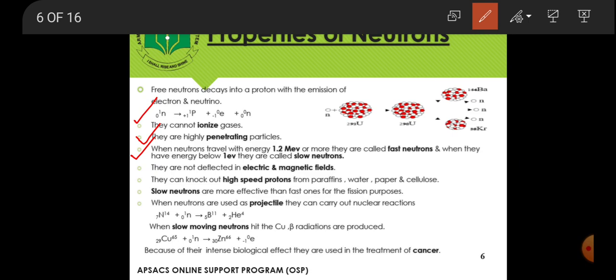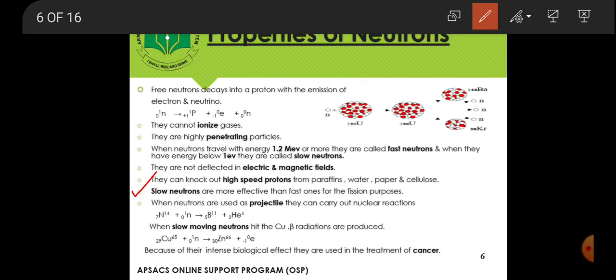Next point, when neutrons travel with energy 1.2 mega electron volt or more, they are called fast neutrons. And when they have energy below 1 electron volt, they are called slow neutrons. Next point, they are not deflected in electric and magnetic field because they are neutral in nature. They can knock out high-speed protons from paraffin, that is candle wax, water, paper, and cellulose.